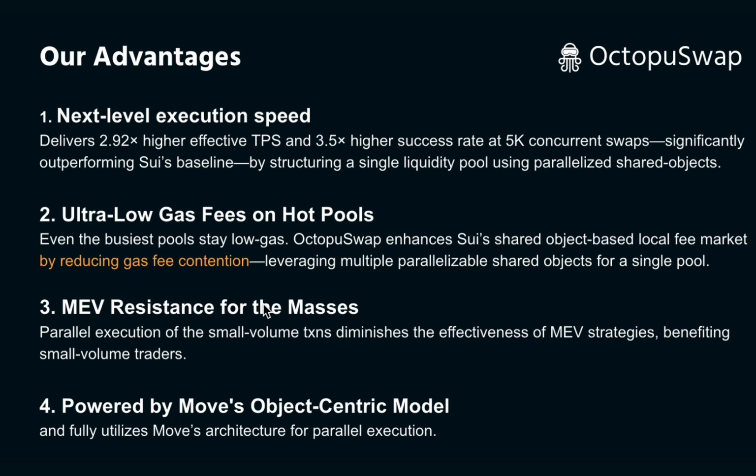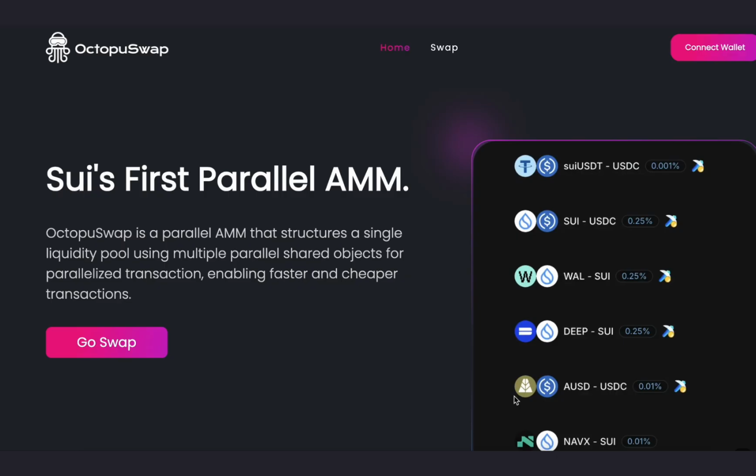Thirdly, I would say it's the stronger MEV resistance. By running small transactions in parallel, we make it much harder for front-running or sandwich attacks to succeed, since the execution order is hidden. From an end user's perspective, using OctopuSwap is just like using any other AMM. It's very simple and familiar.